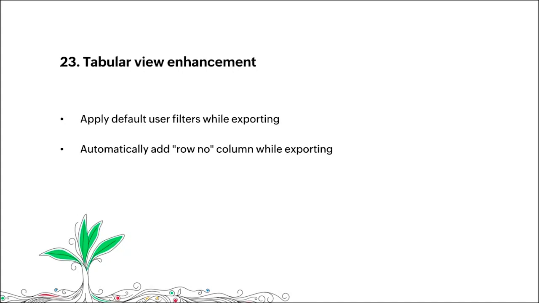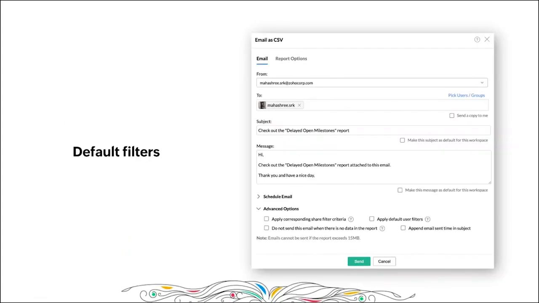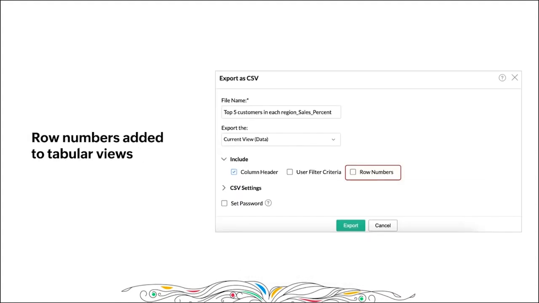You can also add a row number column to your tabular views while exporting data. So this option over here will auto-generate sequential numbers for all the exported rows and hence improves the readability of your view. All right, so over here, we've highlighted the apply default users option that we have while exporting tabular views. And up next, you can also check out the row numbers feature that we've added.